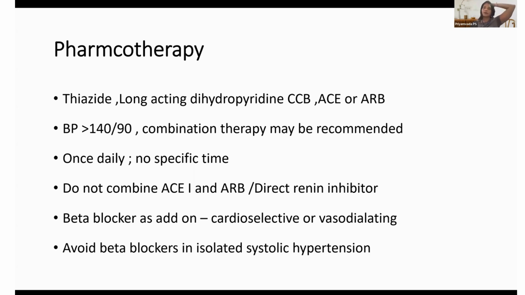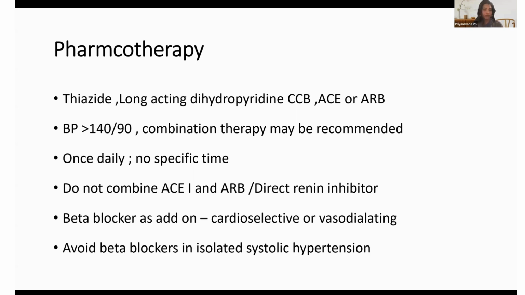And beta blocker should not be started as a first-line therapy because of the controversial data. So it can be added as an add-on therapy along with any of these first-line agents. For example, you want to start the patient on a dihydropyridine and the blood pressure is not controlled. The next choice obviously can be a beta blocker. It need not be a thiazide or ACE inhibitor or ARB, depending on the situation.